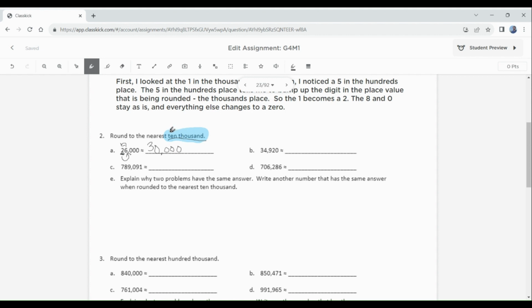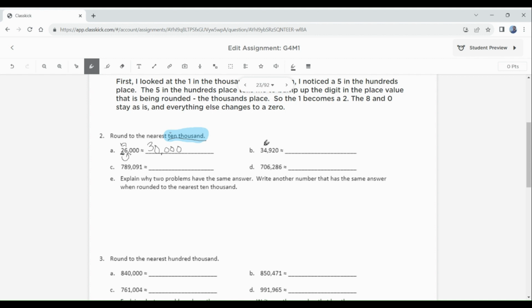Since I'm rounding to the nearest 10,000, my answer needs to be a multiple of 10,000, which means my thousands, hundreds, tens, and ones place all need to be a 0. The last non-zero digit in most cases will be in this 10,000s place.